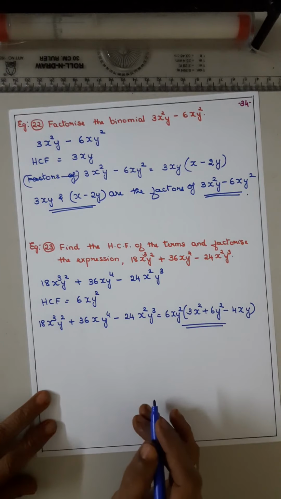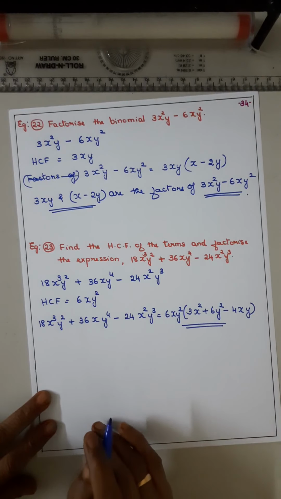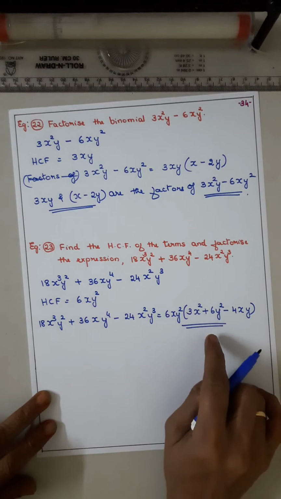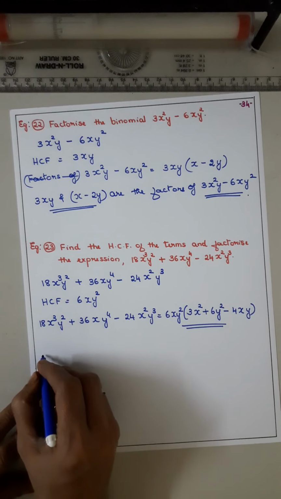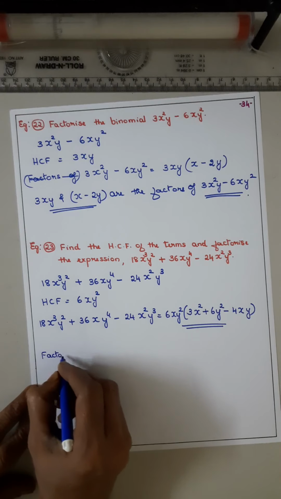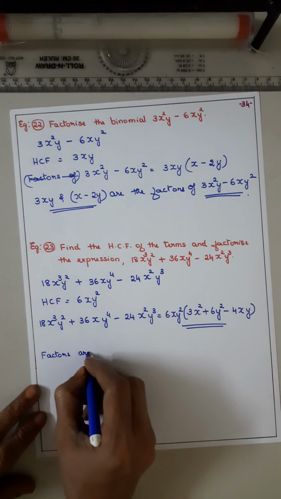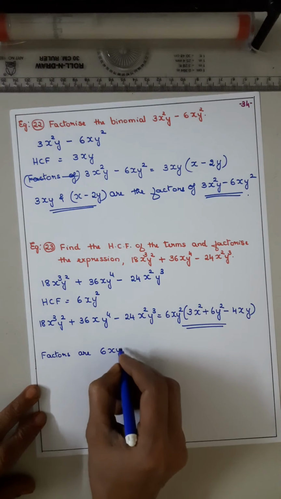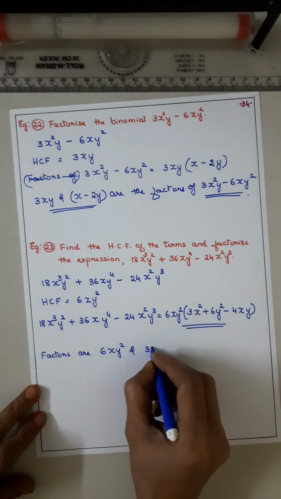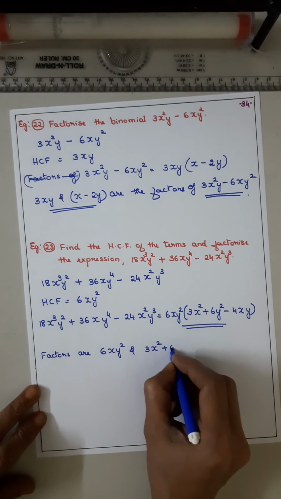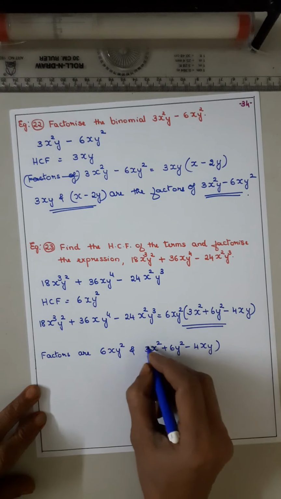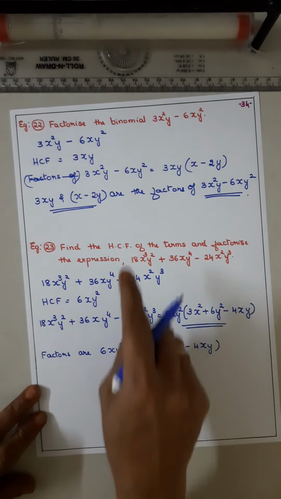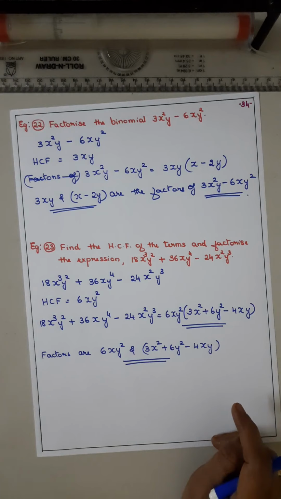Opposite of product. Earlier we were finding the product, multiplying and writing. Now the reverse of it. So the factors are 6xy squared and 3x squared plus 6y squared minus 4xy. These two are the factors of this expression.